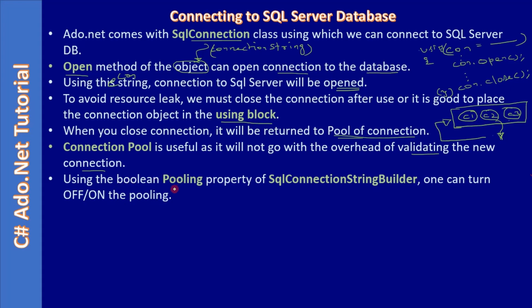Using the Boolean Pooling property of the connection string builder, one can turn connection pooling on or off.